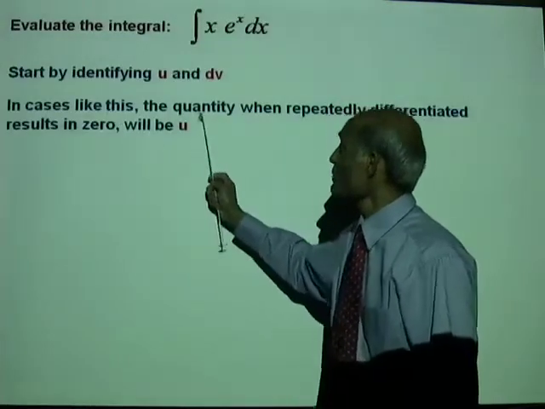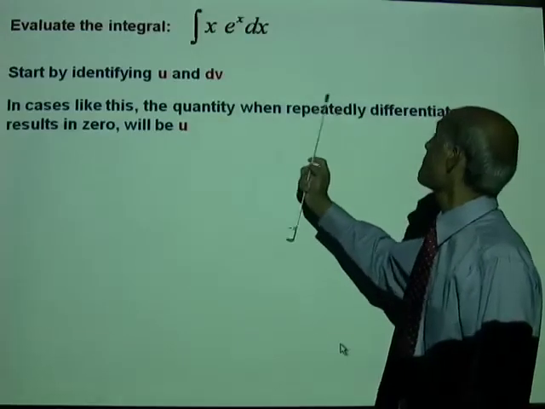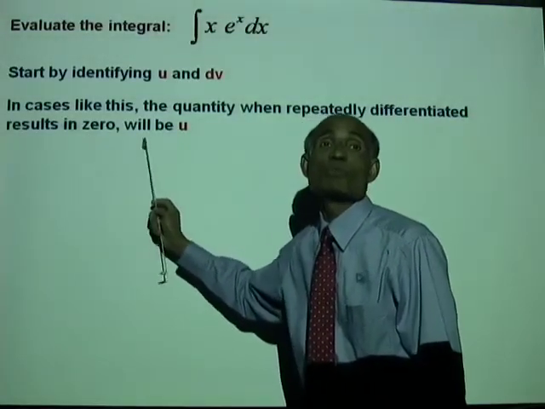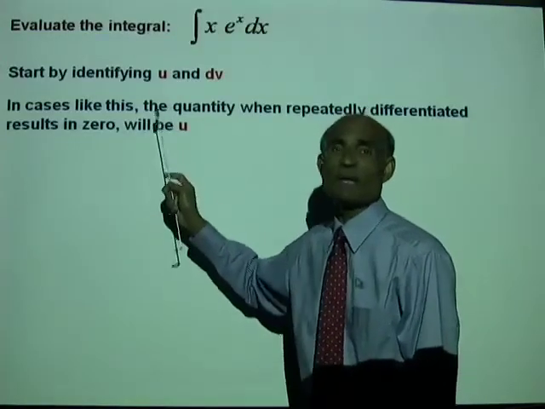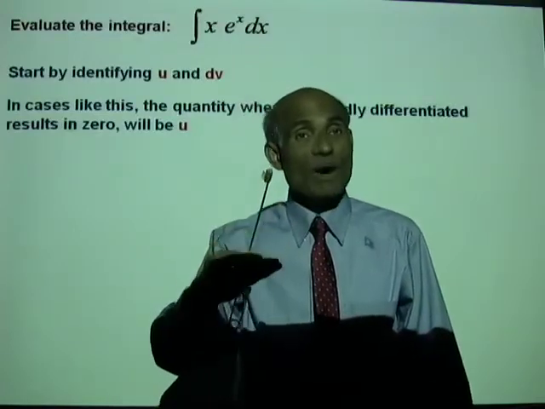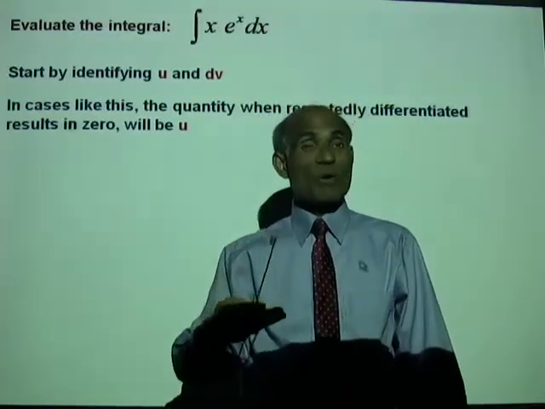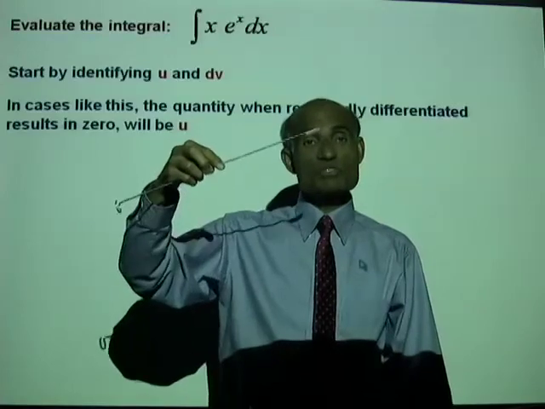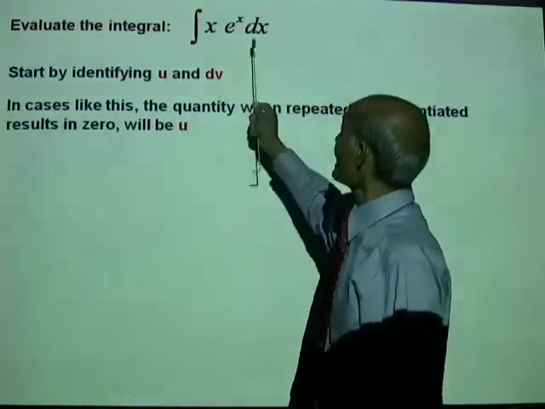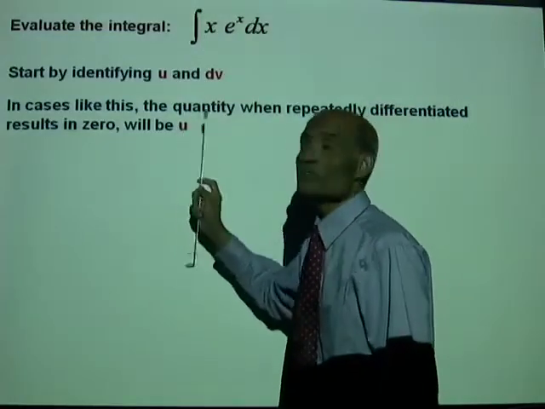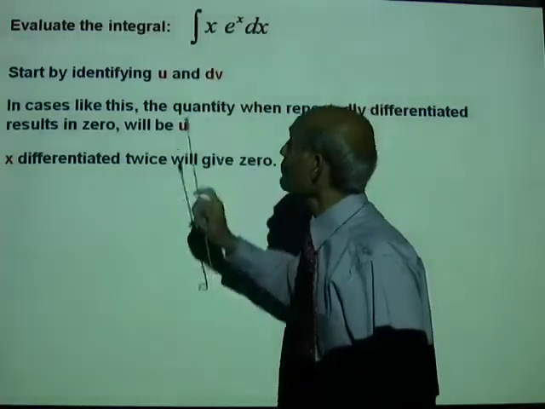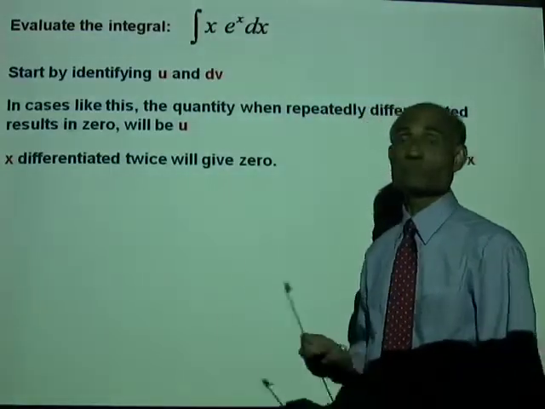In cases like this, the quantity that gives you 0 when repeatedly differentiated will be your u. What does that mean? If you have an x, the derivative of x is 1 and the derivative of 1 is 0. If you continuously differentiate, you end up with 0. So in cases like this, that will be your u. So in this case, your x will be your u.